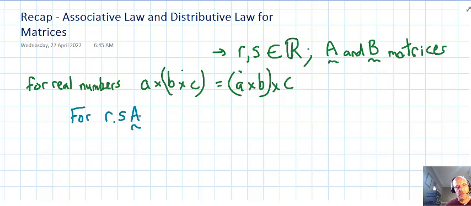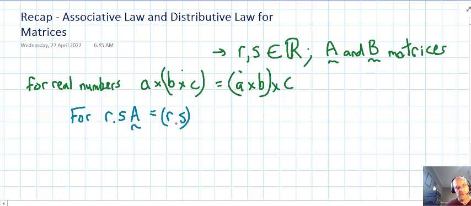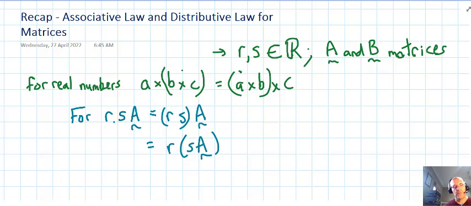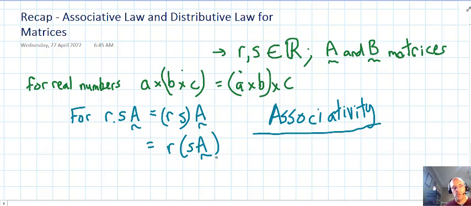If we have r times s times matrix A, we could consider that as r times s, then multiplied by matrix A, and that actually equals r times the product of the scalar s and the matrix A. So they are all consistent with each other and give the same result. This associativity with multiplication holds for matrices. It's how they associate with each other. The order does not change; the positioning of the brackets changes.